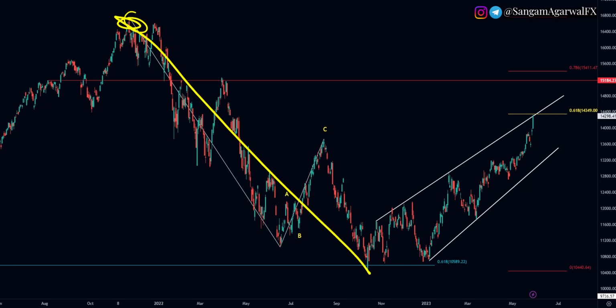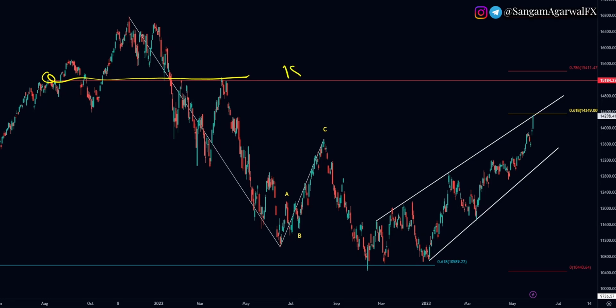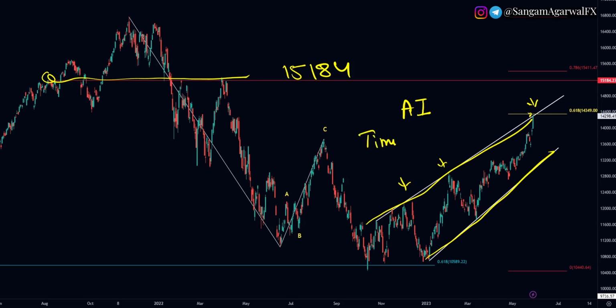So this bearish wave has retraced 61%. So this is your fifth retracement level, and this area, 15184, is your horizontal resistance, and this can be your rising wedge chart pattern. And now price is testing the upper trend line, and there are many things which are wrong about this AI bubble, and the most important thing is time.